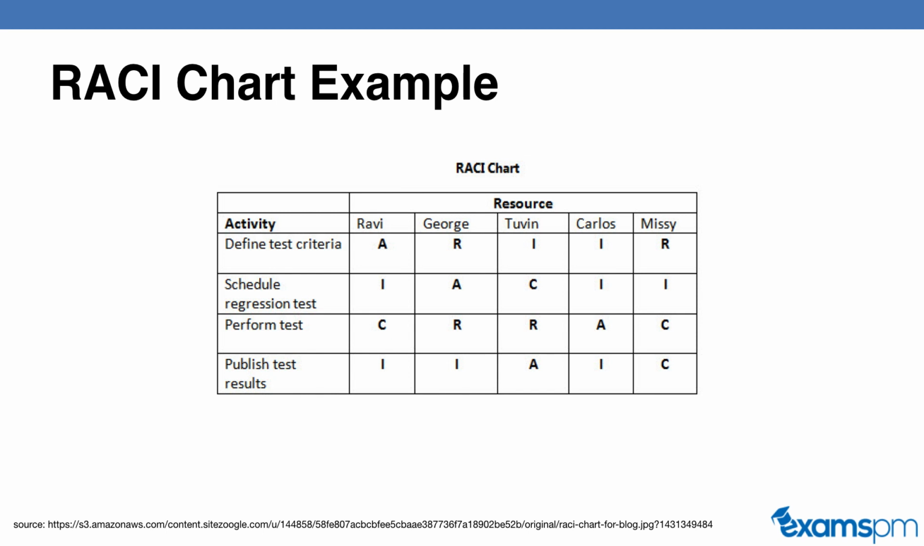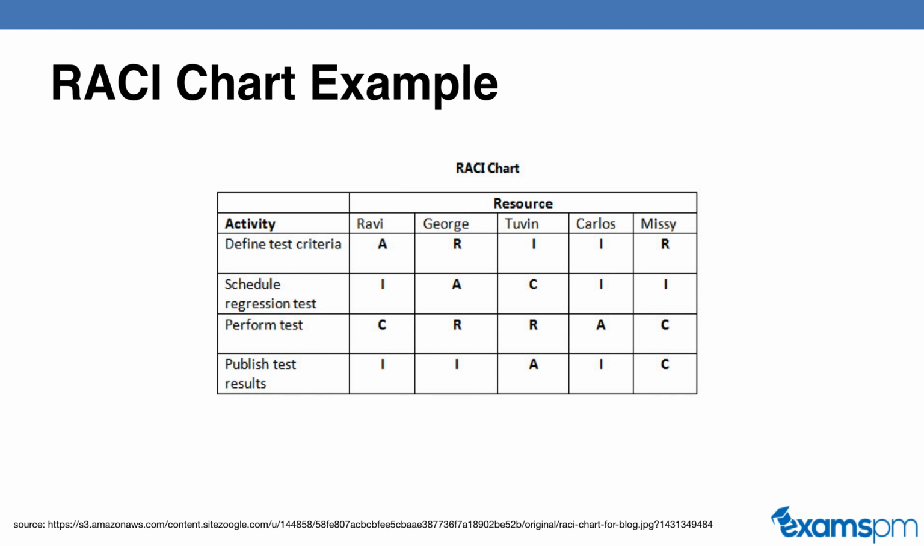So for example, the first activity is to define test criteria, and Ravi has an A in the intersection. So that means that Ravi is accountable for this task. George has an R. That means George is responsible for the first task, which is to define test criteria. So this chart is really useful just to see who is doing what. And this overall chart is called the RAM, or responsibility assignment matrix.